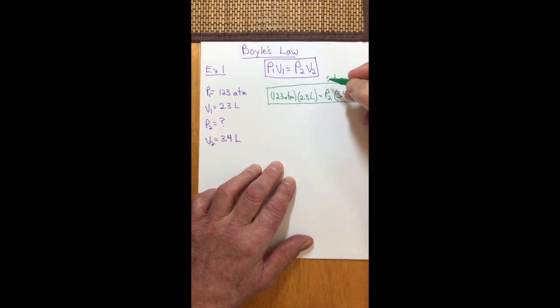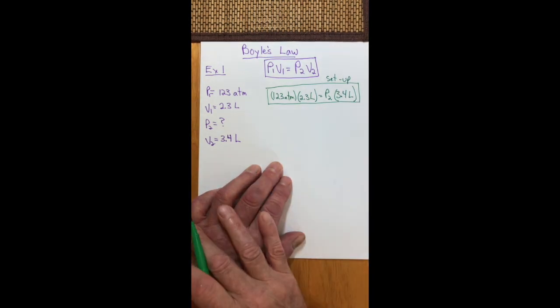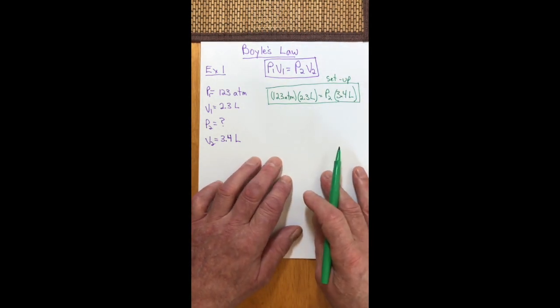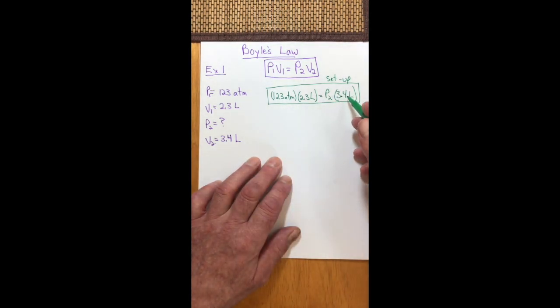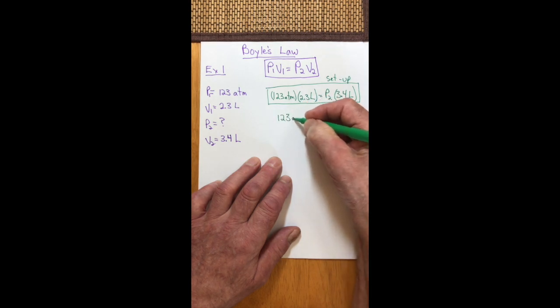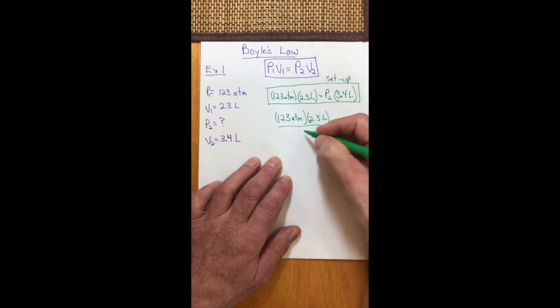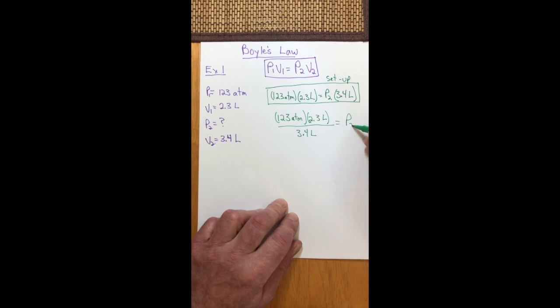You don't have to show the rest of the steps, but we're going to do that, of course, as we're learning this. The next thing I'm going to do is a step that we do in science for canceling the units, like I showed in the previous example. You don't have to do this every time, but I'm going to run through it right now. I want to get P2 or X by itself, so I divide both sides by 3.4 liters. So here's how that goes: I have 123 atmospheres times 2.3 liters divided by 3.4 liters gives me my pressure.